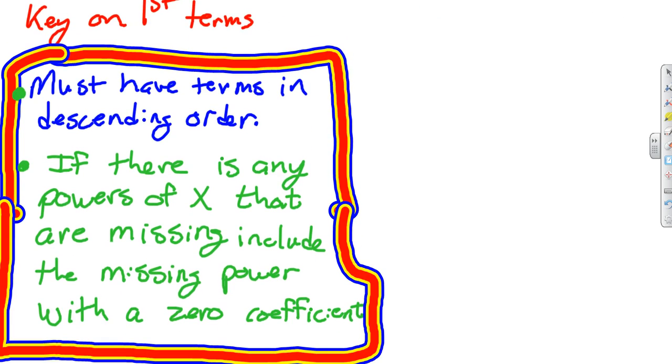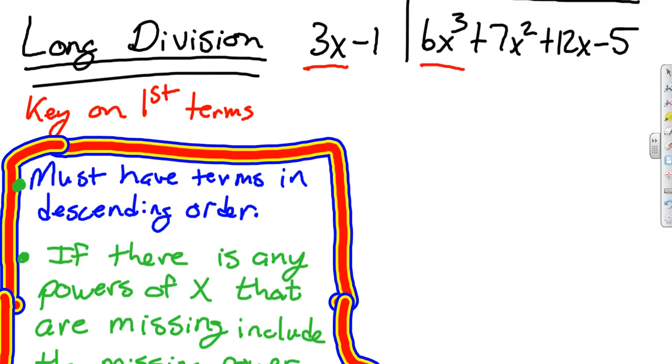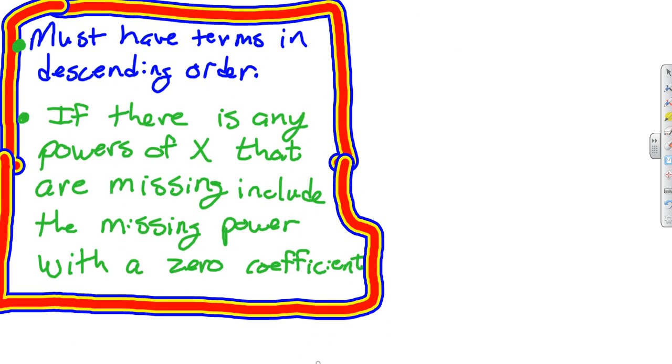So that's what we're going to do. The key thing is you have to have the terms in descending order, and if there's a power of x that's missing, you've got to include it with a zero coefficient, so that everything works out. Okay, so when we're going through these problems, we're going to key on the first term. I'm going to rewrite this problem down here, so we've got more room.